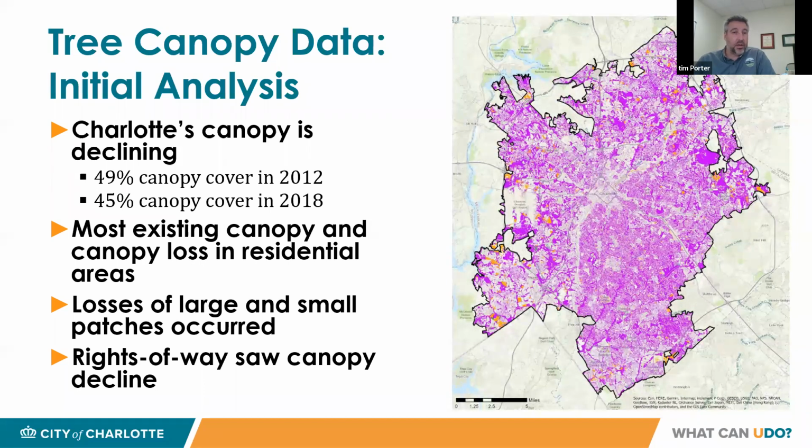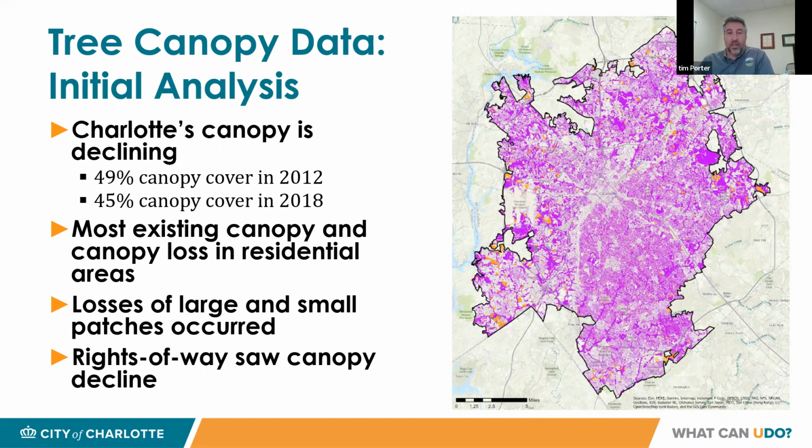We conducted some internal analysis, but the image on the right on this slide shows pink, which is the current tree canopy circa 2018. It's tough to see, but there are some orange blobs on that image that represent decline. This analysis looked at what changes occurred in Charlotte's tree canopy from 2012 to 2018. Our canopy declined 4%, from 49% in 2012 to 45% in 2018, and that is approximately 10,000 acres of lost canopy.